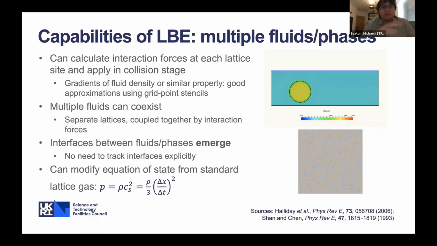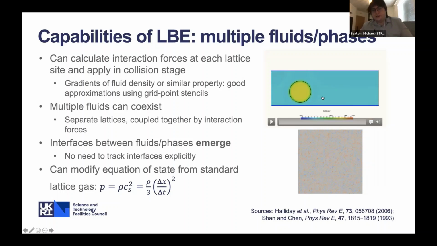In the case of fluids, we can have separate lattices that occupy the same space, and each fluid is modeled separately on each lattice, although we couple the fluids together using the interaction forces. Those interaction forces will determine how each fluid will move. One thing to note is that the interfaces between the fluids and the phases will emerge, so we don't have to explicitly track where they are. So it means that it's computationally inexpensive for us to model multiple fluids in Lattice Boltzmann.